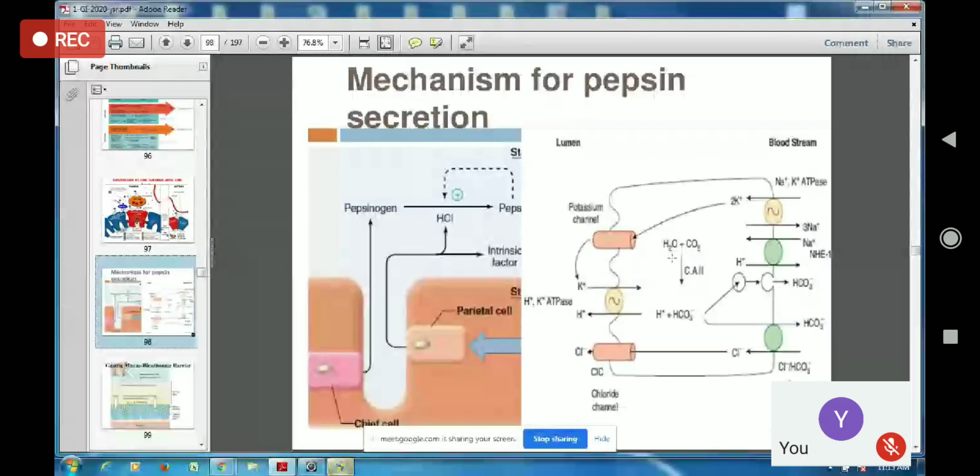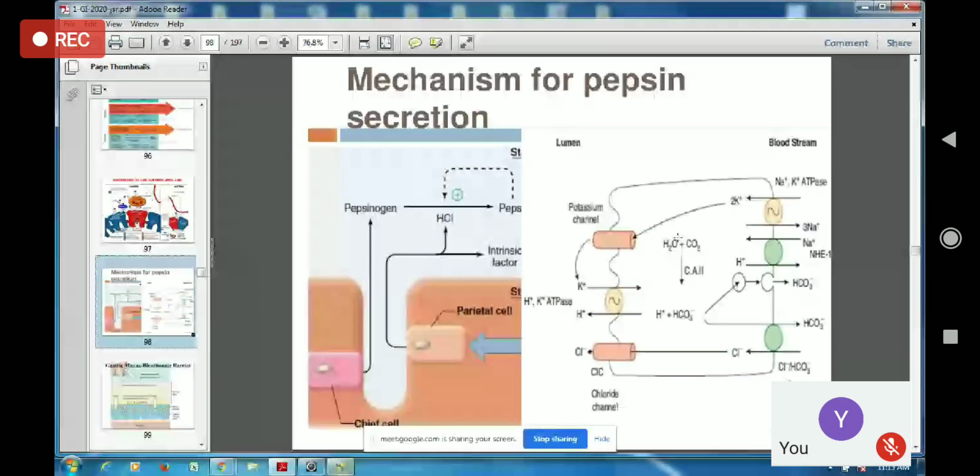This is one parietal cell or one oxyntic cell. Why do we need to know about the oxyntic cell? Because we studied that the oxyntic cell produces intrinsic factor and hydrochloric acid, HCl. So how is HCl produced? This is the favorite question of all the examiners every time. So HCl secretion, how is it produced?